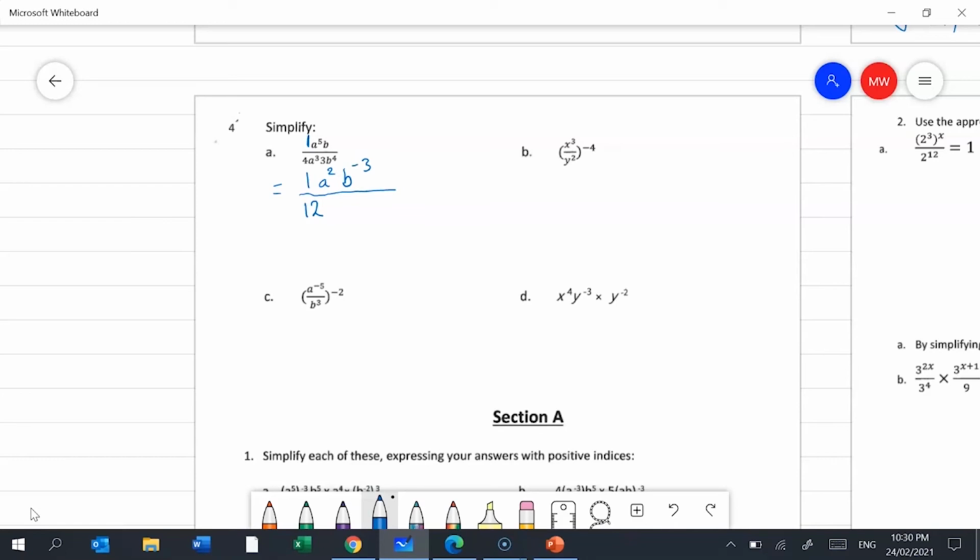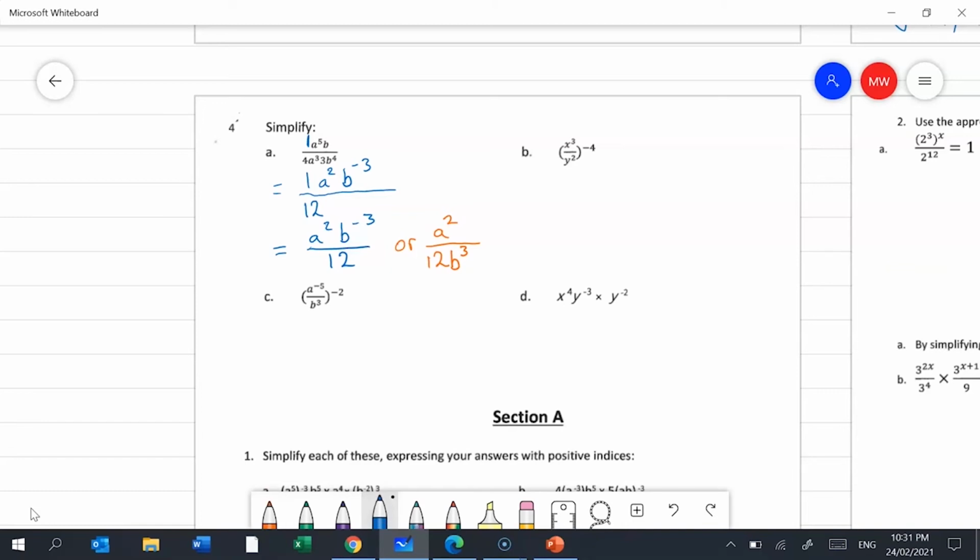Now this question says simplify. It doesn't say that I need to answer it with positive indices. When we get into section A, you'll see that they do down here, but we don't have to worry about that yet. So we're just going to answer this as a to the 2, b to the negative 3, all over 12. But if you want, you can answer this as positive indices, and that would look like this. You could answer it as a to the 2 over 12b to the 3. Some people prefer to make them all positive. Just be careful that the question doesn't say leave it as negative, if necessary.